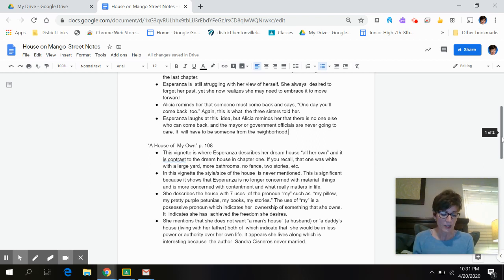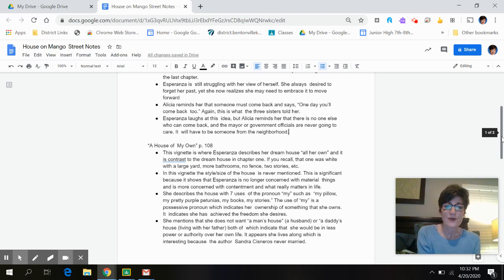And we know it's been about a year of time that has passed because in the last vignette, she said to Alicia, I shake my head as if shaking could undo the year I've lived here. So in the course of 1 year, this is now her new dream house that she envisions. And it's nothing like the dream house from chapter 1. So we need to figure out what's changed and what does that show about her.